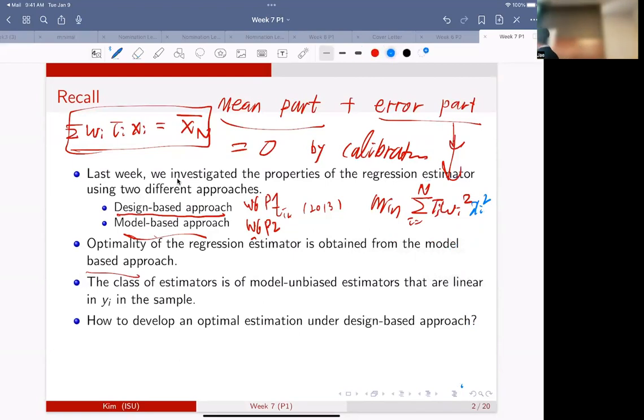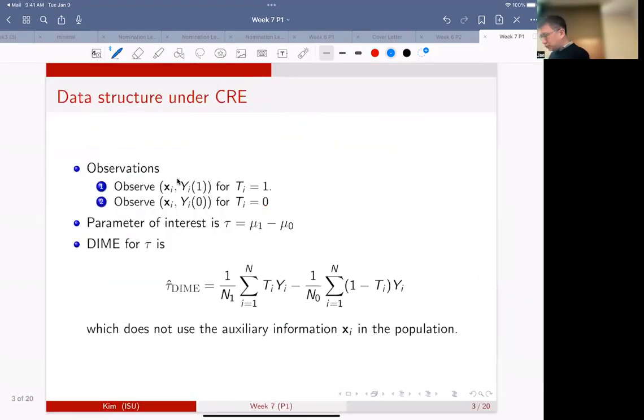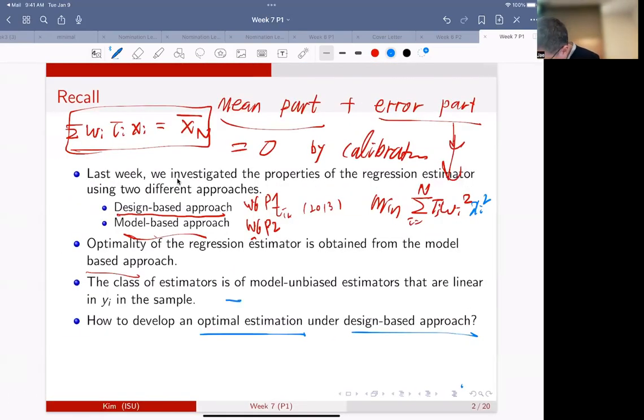Another thing we can consider to study in today's class is to develop some kind of optimal estimation in the design-based approach. In the design-based approach, we want to do optimal estimation. But we may want to consider a different class. In the model-based approach, the class is linear in Y. That is the class.